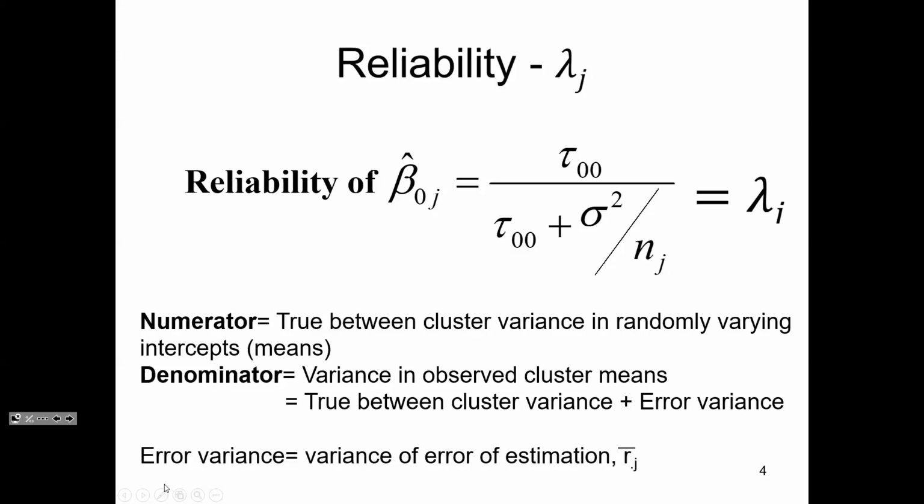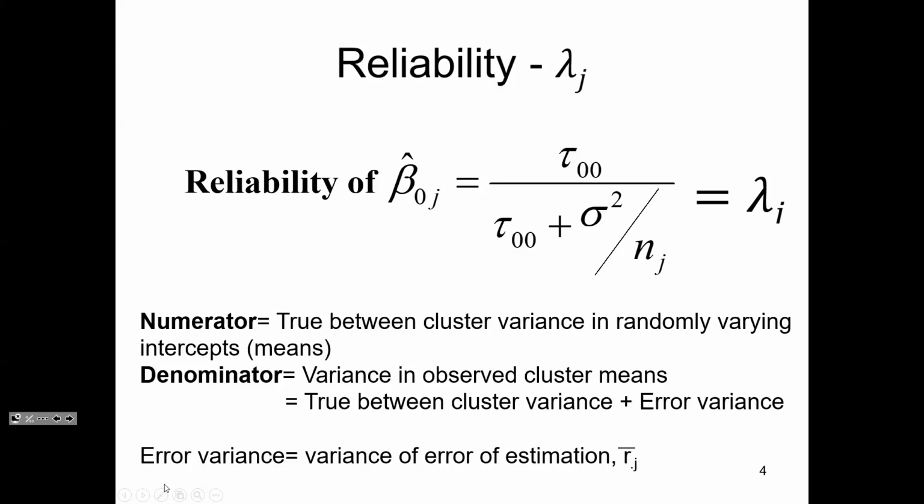But if you dig in and get the reliabilities for each cluster, you might find that lots of clusters have really high reliabilities, and there might be a couple of clusters that have really low reliabilities. Why are those clusters going to have really low reliabilities?